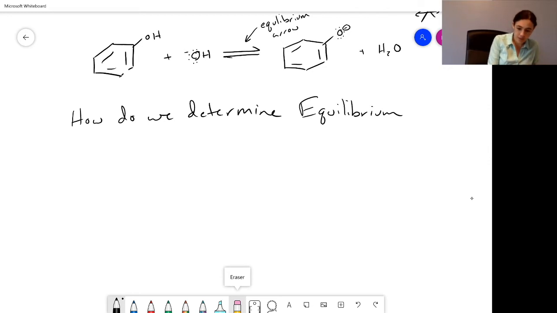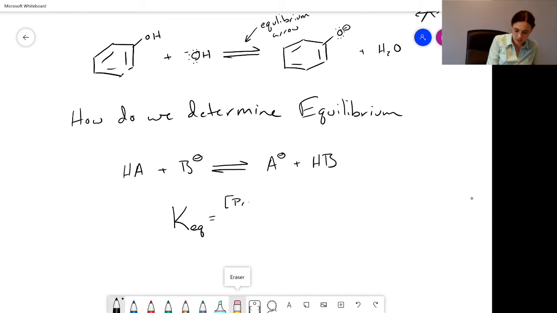So if we take our general reaction of HA plus B is in equilibrium with our conjugate base and our conjugate acid, we can define the equilibrium, right, as products over reactants. Hopefully you guys remember that one.